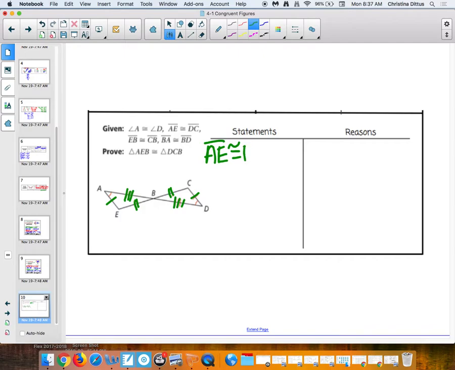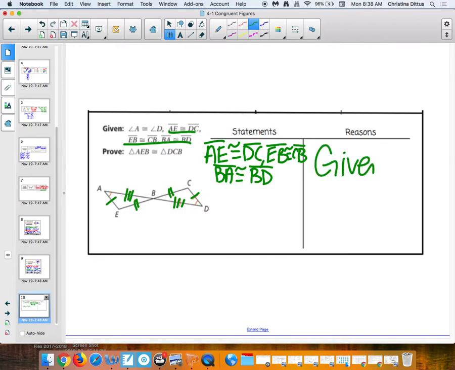AE is congruent to BC. And then EB is congruent to CB. What's my first line always? But that's angle A and D. We're going to do sides first. Wait, what did you write down? Where'd you get that one from? What's my first line always? You just skipped given. I skipped it. We're doing sides first. Reasons: it is given.